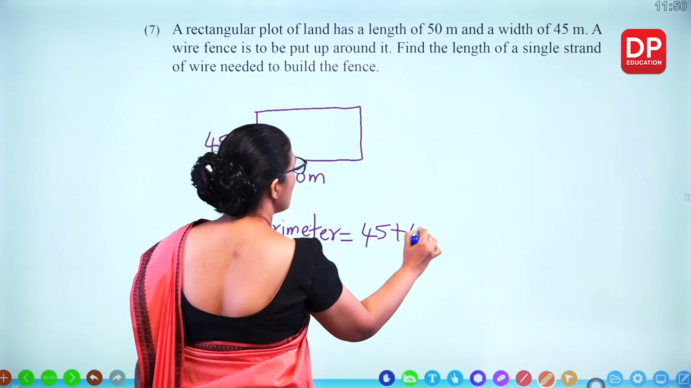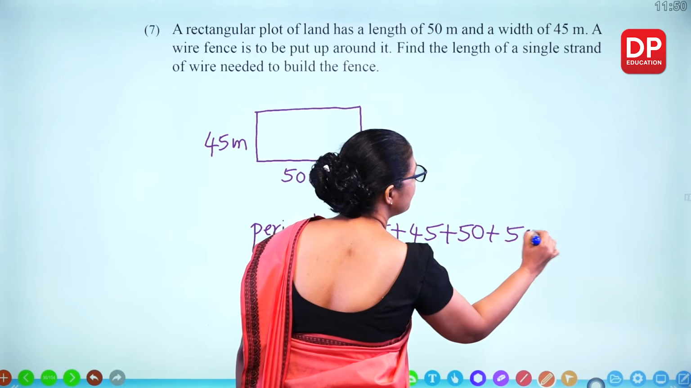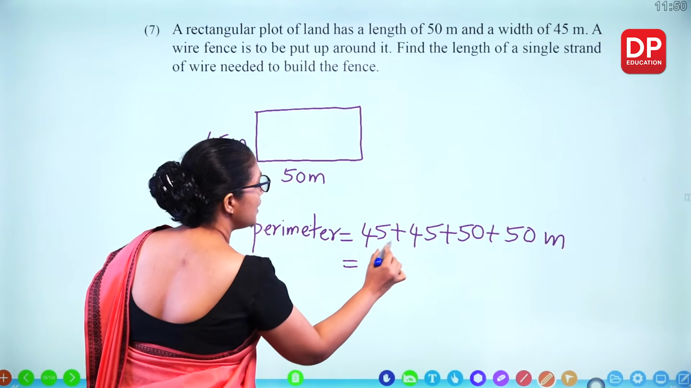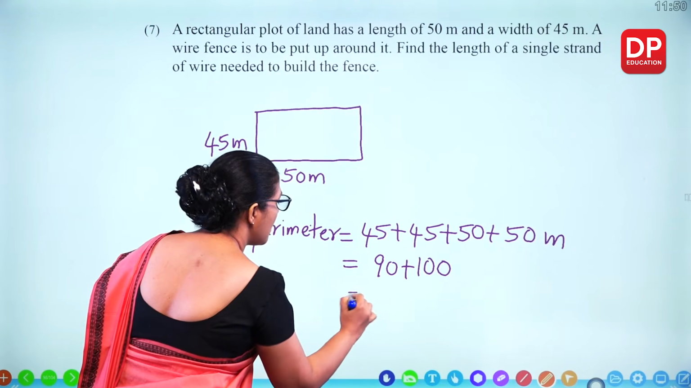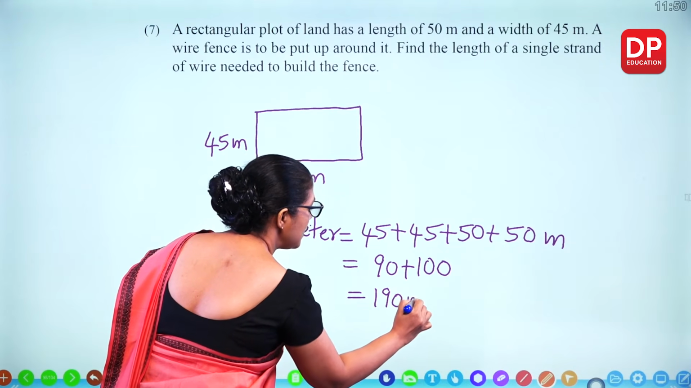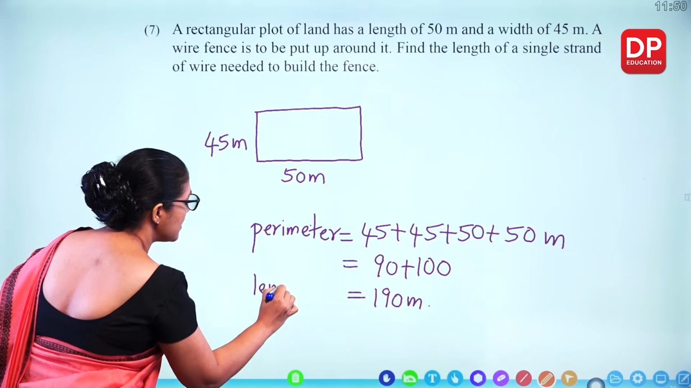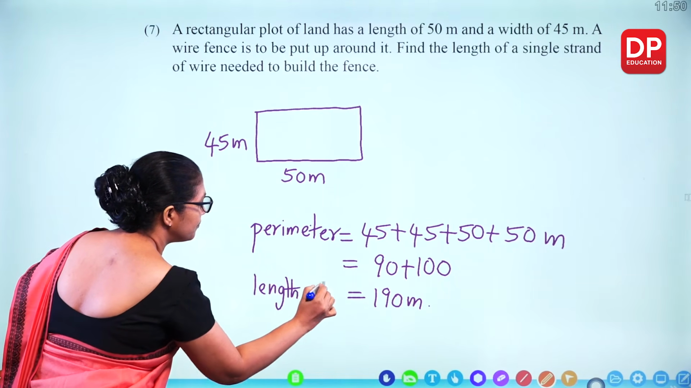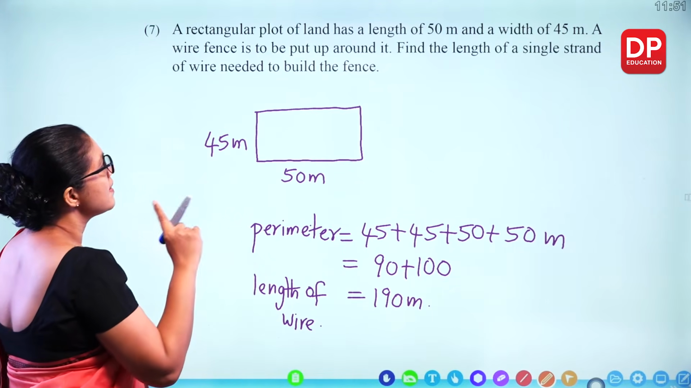45, 45, 50 and 50. 90 here, 50 and 50, 100. 190 meters. So that's the length of wire needed. Because this is just one single strand.